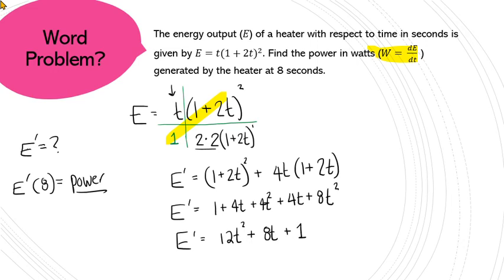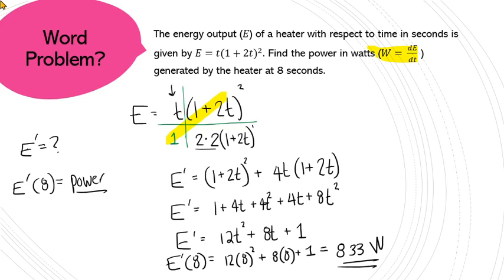And this is totally factorable, but that's not what we're asked for. We're asking for the power at 8 seconds. 12 times 8 squared plus 8 times 8 plus 1, which should give you 833 watts.